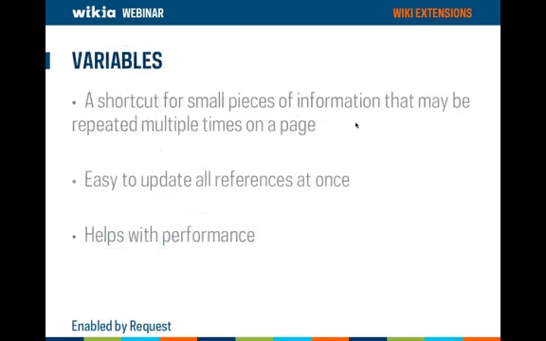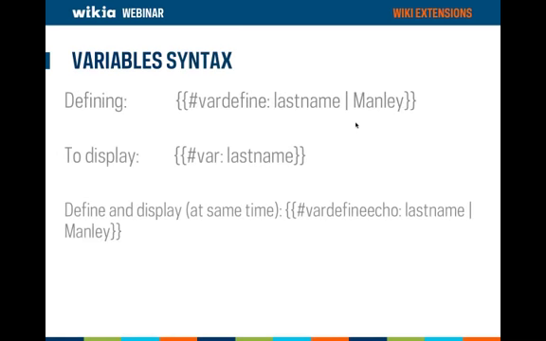Now, on to variables. Variables are shortcuts for small pieces of information that may be repeated and modified multiple times on a page. It is generally used within templates, and the extension is enabled upon request. This slide shows 3 of the variable functions in action. The first is used to define what the variable's value is. The second is what you need to write in order for this to display.